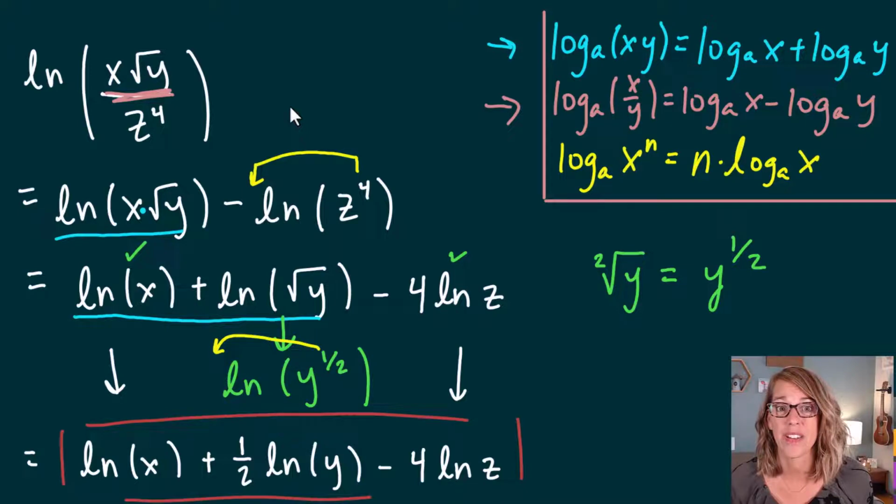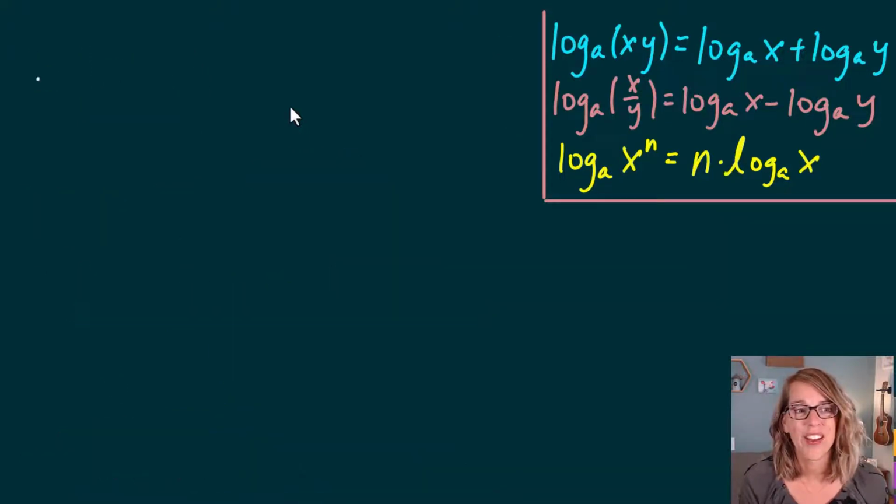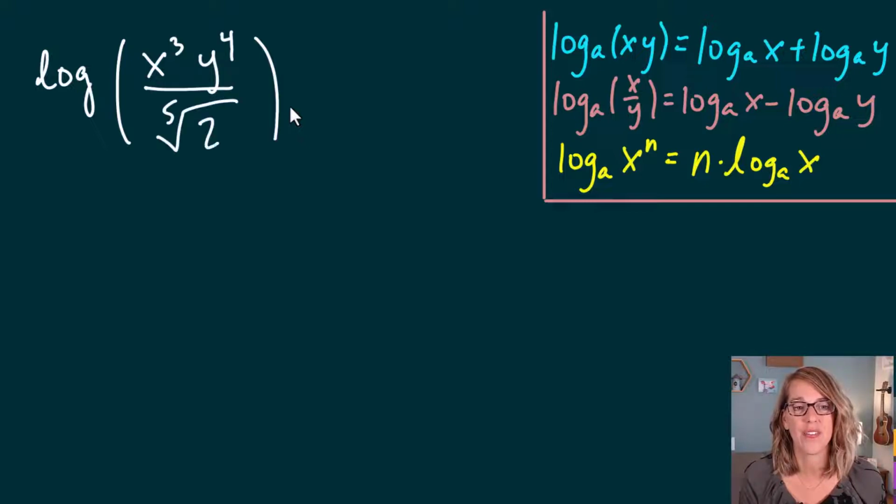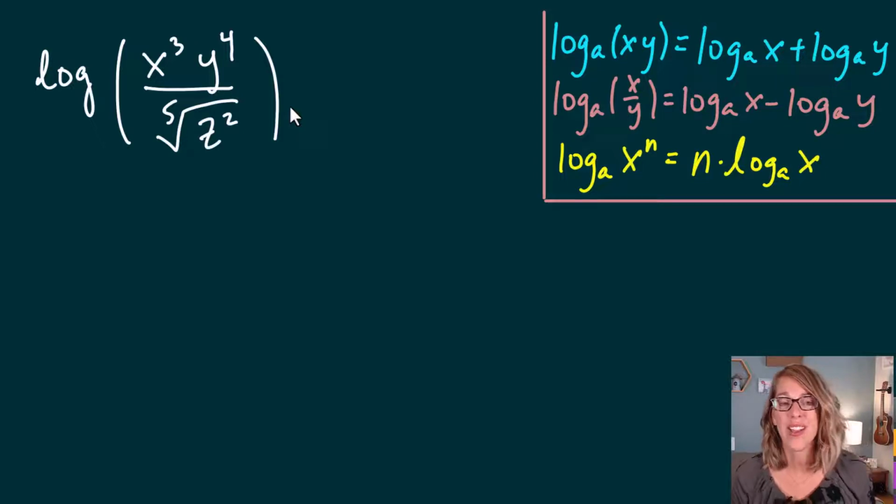Let's do another one. For this next one, we've got a lot going on. We're going to do a common logarithm. I'm going to put a quotient inside here, and I have got x cubed y to the fourth divided by the 5th root of z squared. I'm going to start this exactly like I had started the last one. If you're feeling really good about these, pause the video and then come back and see how you did. Otherwise, you can follow along with me.